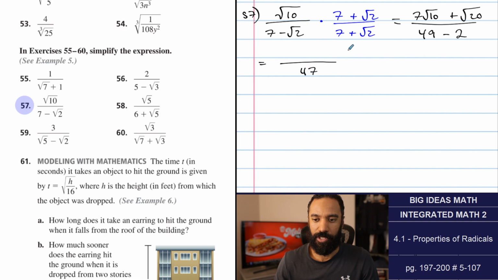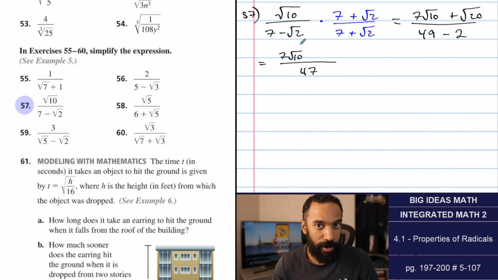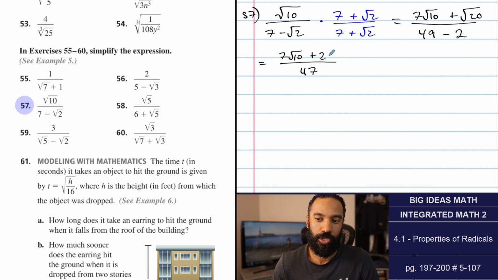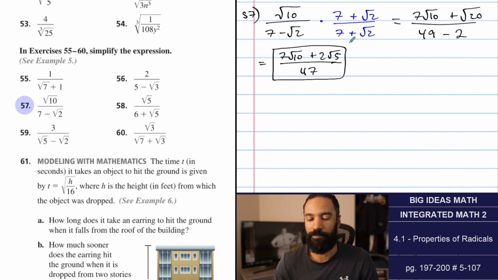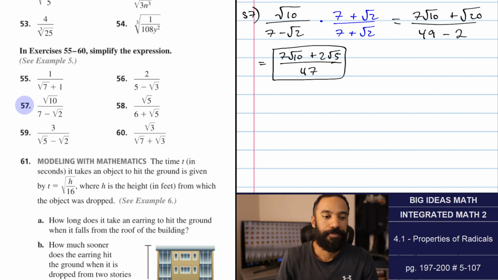Let's leave that, see if there's anything we can do at the top here. We have 7 root 10. Now the square root of 20, listen, root 10 doesn't have a perfect square factor. Root 20 has a perfect square factor of 4. Root 20 is root 4 times root 5, or 2 root 5. And you get 7 root 10 plus 2 root 5 all over 47. 47 is a prime number. These are not numbers that are multiples of 47. So, we're good. That's it. These can't combine, by the way. We're going to talk about combining things later.